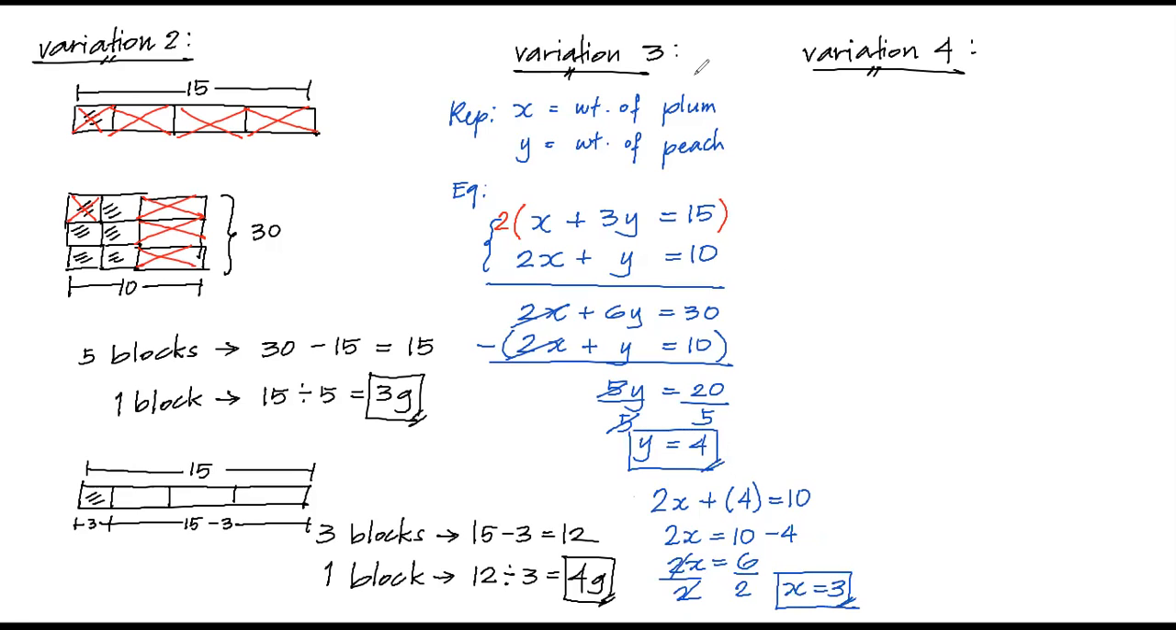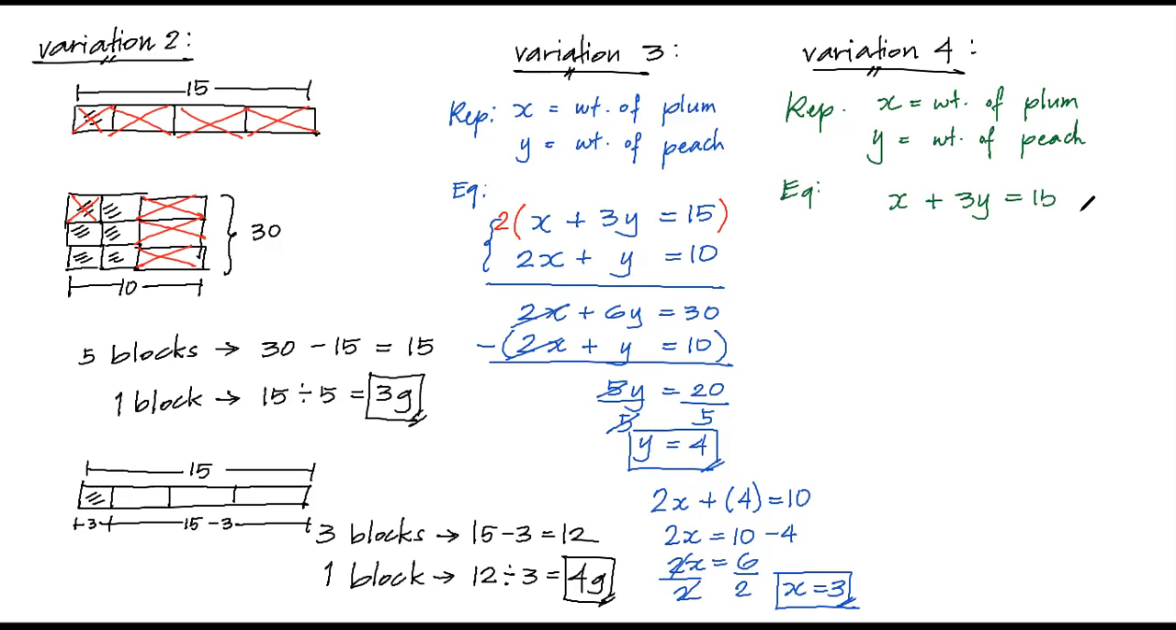Okay. Now, I'm about to show you the variation 4 once more. I just want to represent x for the weight of plum, y for the weight of peach. Equation. So x plus 3y is equal to 15. One plum together with 3 peaches is 15 grams, but 2 plums together with 1 peach weighs 10 grams.